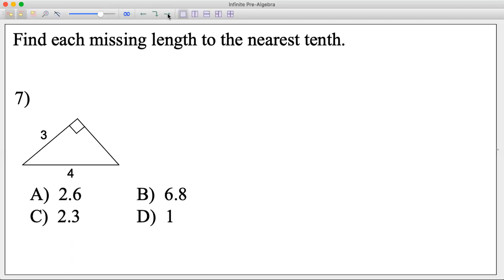Okay, so let's see. 3 we'll call a, and it's got to be squared, plus b squared. Let's solve. 3 squared is 9. 4 squared is 16. What do we have to do to both sides? Subtract, not add. So we get b squared; subtract 9 from both sides and we get 7. Then we don't square 7, we have to take the square root of both sides.